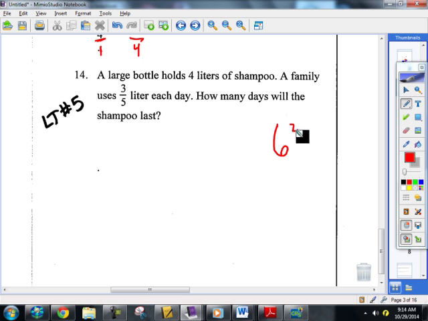Okay, 6 2/3. So go ahead and give yourself a check or an X and count it wrong or right. Okay, if you had 6 2/3.